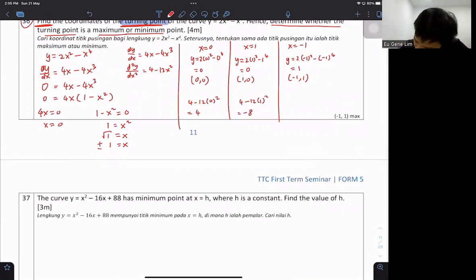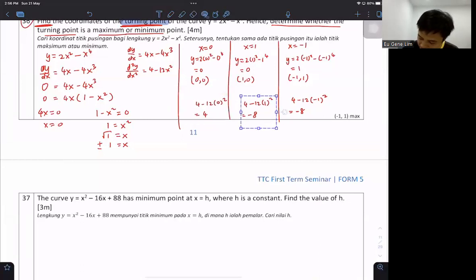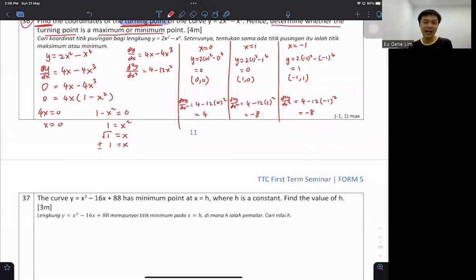Then the other one also: 4 minus 12 times negative 1 squared. Oh, also negative 8. So you see this d square y over dx square, write it clearly like this so that you know.